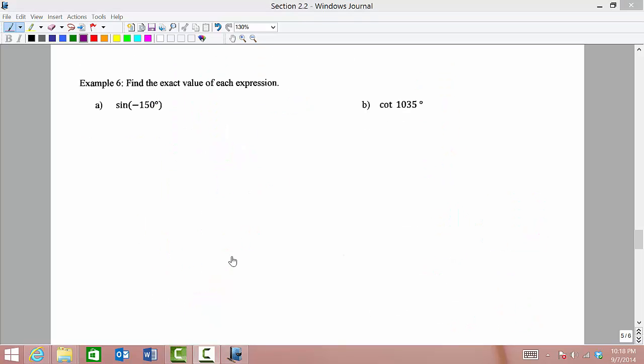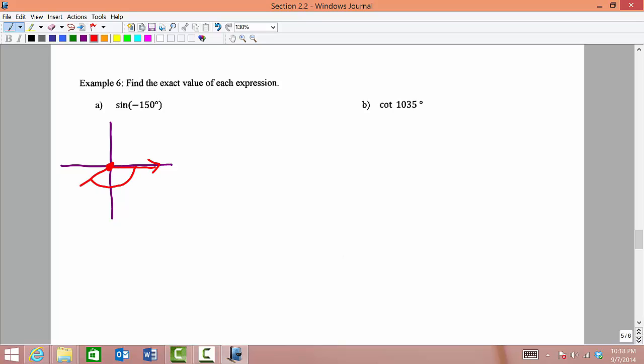Find the exact value of each expression. So for part A, we want to find sine of negative 150 degrees. So first I am going to graph negative 150 degrees. Of course, that would be going in the negative direction. And we want to do two things. We want to know the reference angle, and we also want to know what quadrant that we're in.